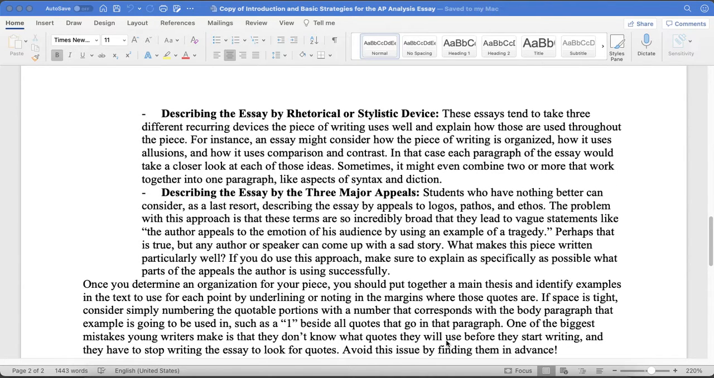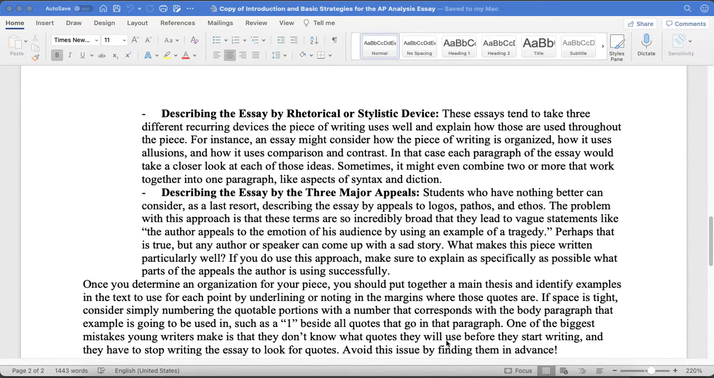You can also describe the essay by rhetorical or stylistic device. So let's say that you're reading a passage that has tons of biblical allusions. It's constantly making references to the Bible. Its audience happens to be very religious. You could have a whole paragraph about just those choices. And so if you're doing this, then you're trying to find recurring writing moves the author makes, whether those are figures of speech or certain appeals or certain types of examples, and writing a whole paragraph about how all of those work in the piece.